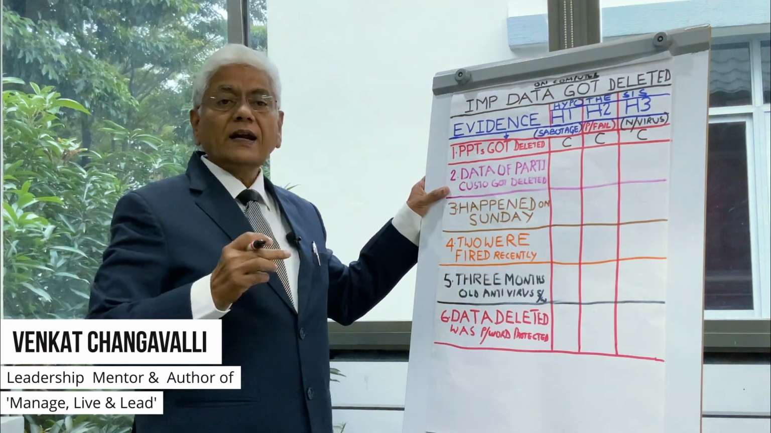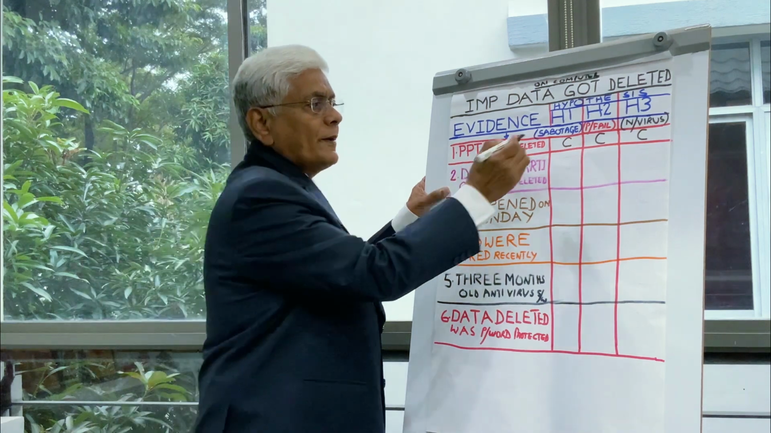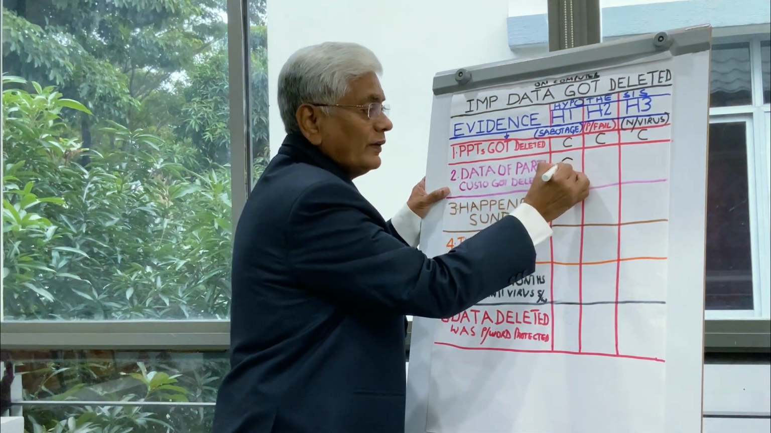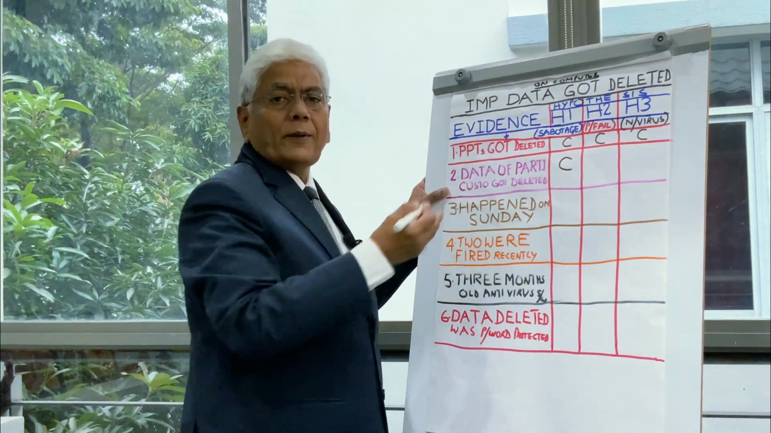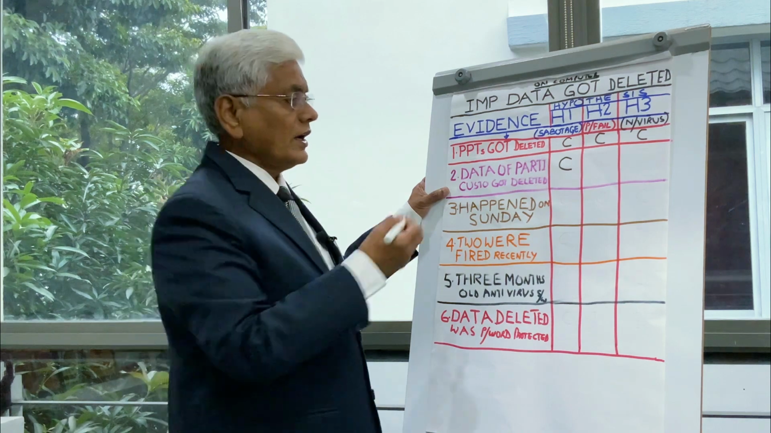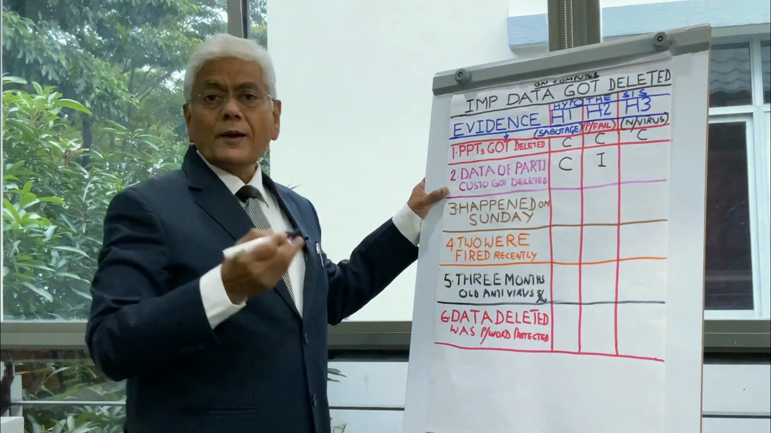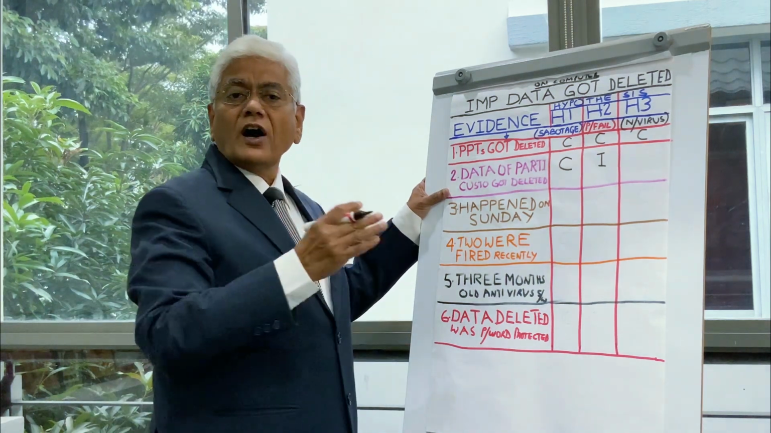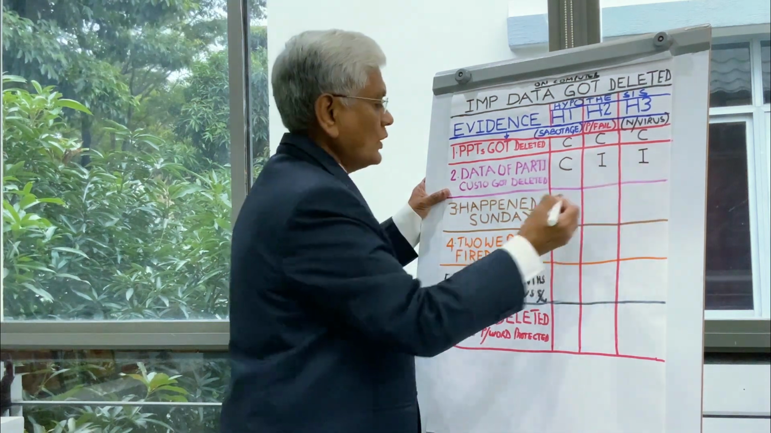Second evidence: data of only a particular customer got deleted. That means hypothesis 1, employee sabotage, could delete only a particular customer's data. But not the second, power failure, which means not a particular customer but all customers. So it is inconsistent. Third hypothesis, virus attack, will attack naturally all customers. So it is inconsistent.